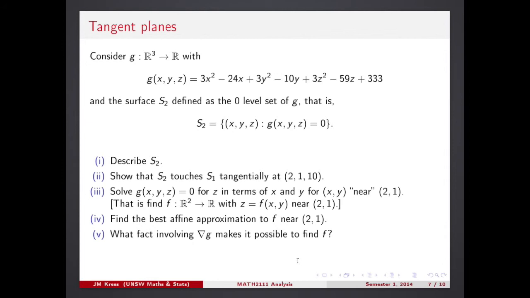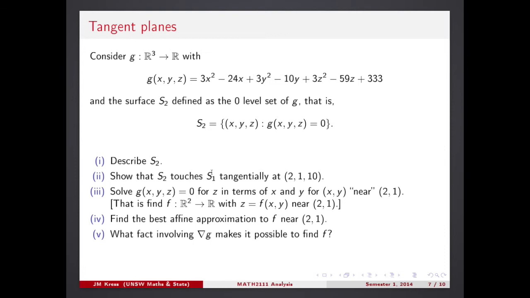Another example. Another function, another level curve, right in here. This time we call it S2. There are a bunch of questions we have to discuss in relation to this. Describe S2. Show that S2 touches S1. S1 is from the slide before. Touches S1 tangentially at 2, 1, 10. And that means that they both pass through the point 2, 1, 10. And the tangent surfaces to these two, S1 and S2, are identical. That's what it means, touches S1 tangentially.